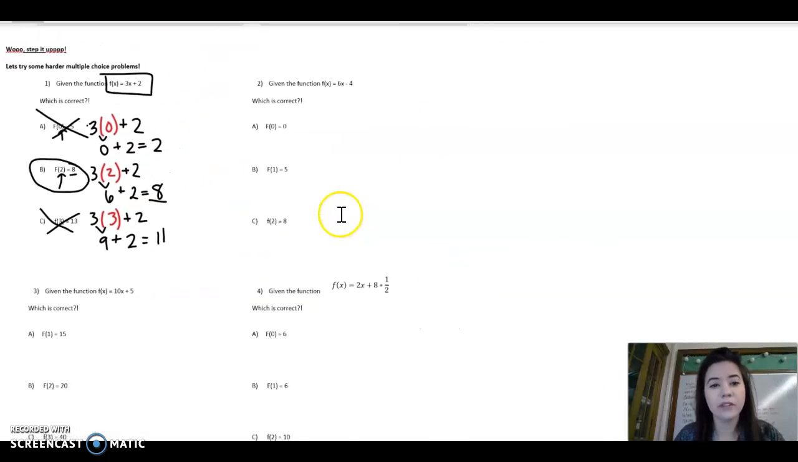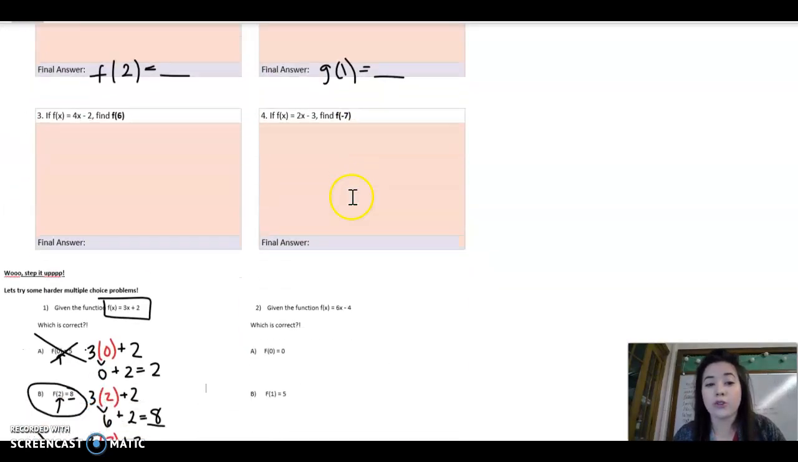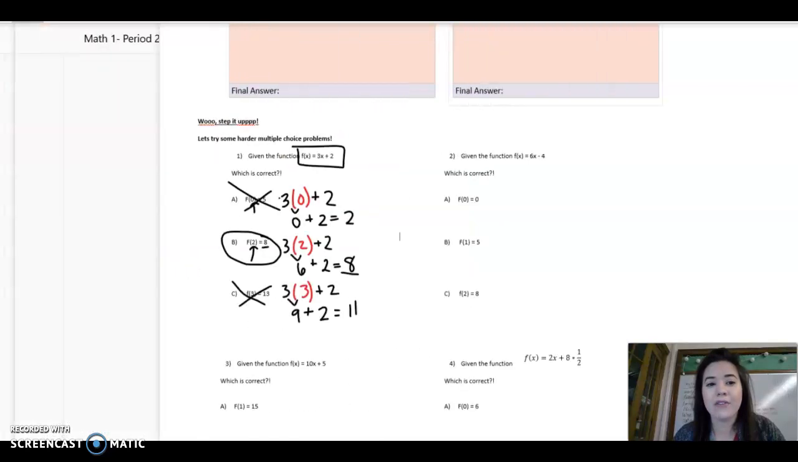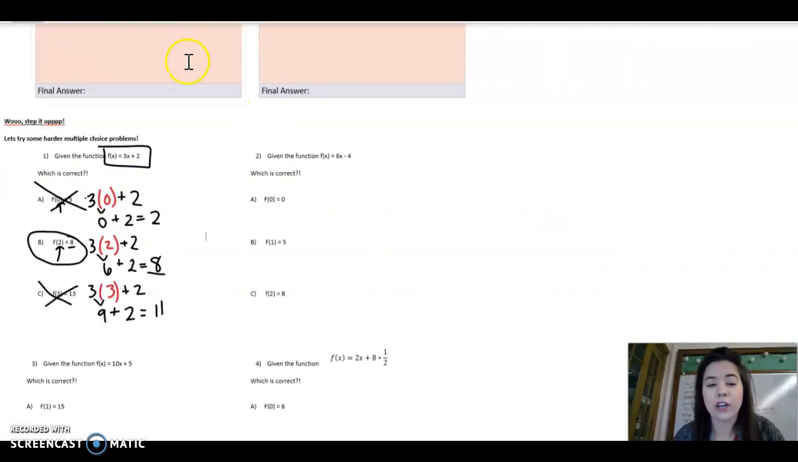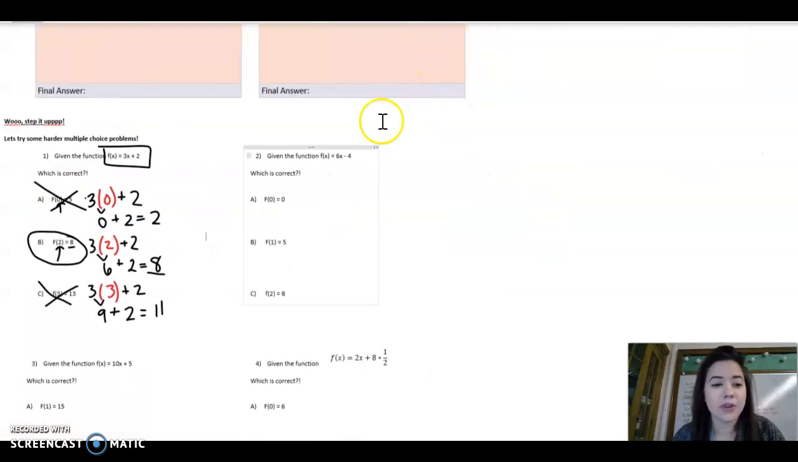You have several problems here to try, and then you have the answer key to check your work, and then you must complete the mastery check after as well, and send me a message when you're done.